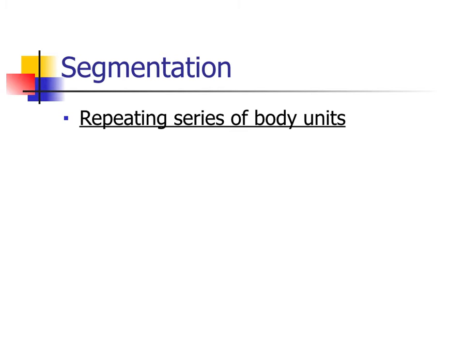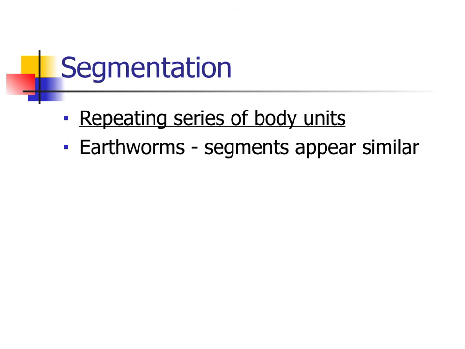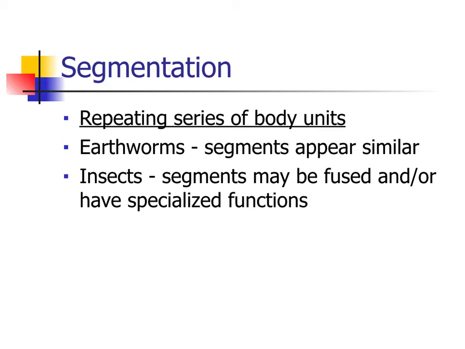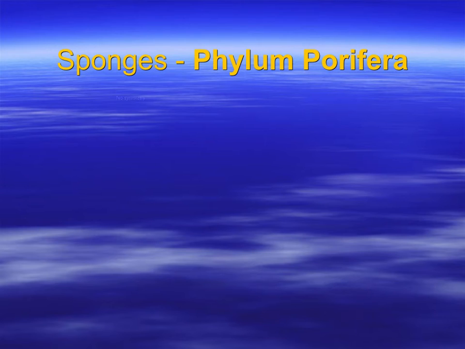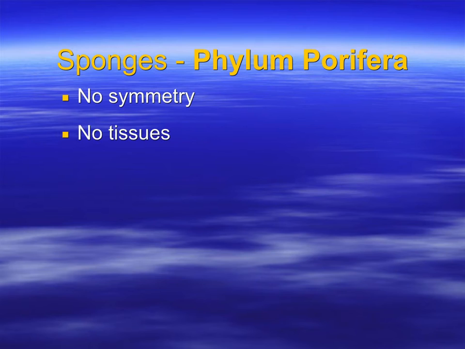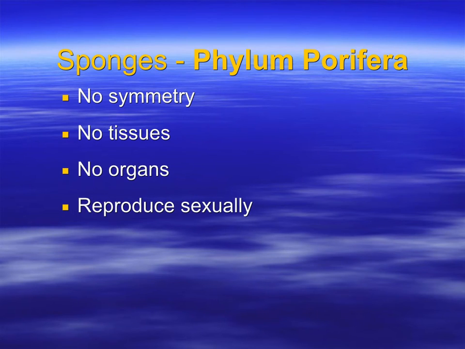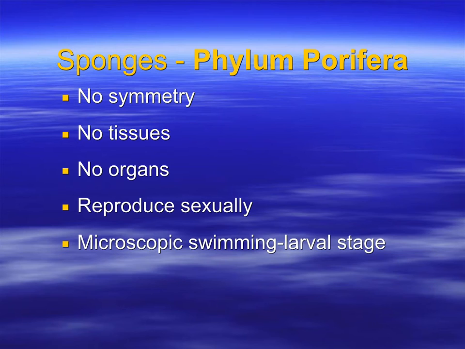So we see right here, segmentation is repeating units of body units. In earthworms, the segments appear similar. In insects, segments may be fused and have specialized functions. Okay, so we have these two different types of repeating series of body units. We'll see that in insects, and we'll see that in earthworms, where it just repeats over and over and has very similar ideas.